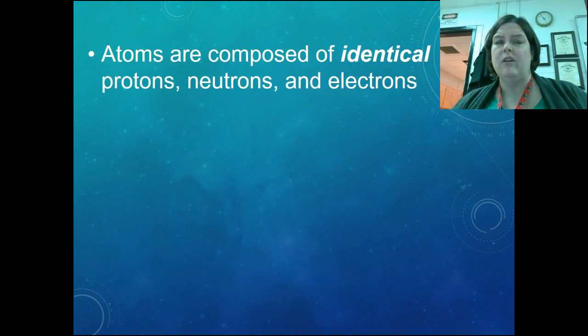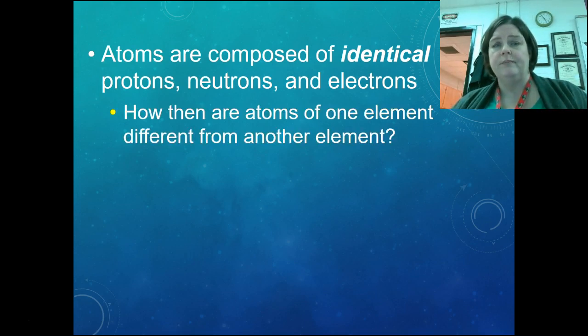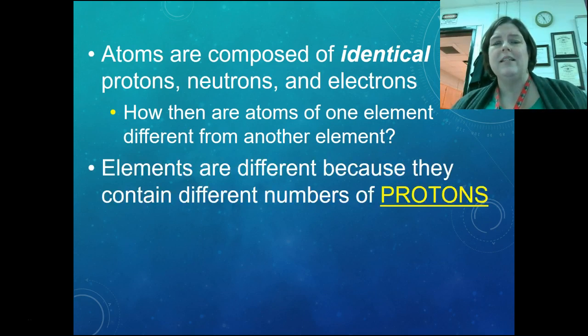Atoms are composed of identical protons, neutrons, and electrons. In other words, protons are all identical, neutrons are all identical, electrons are all identical. And atoms are all composed of these things. However, atoms of one element are different from another element because of one major issue, because they contain different numbers of protons. It is the protons that define an atom as an element.